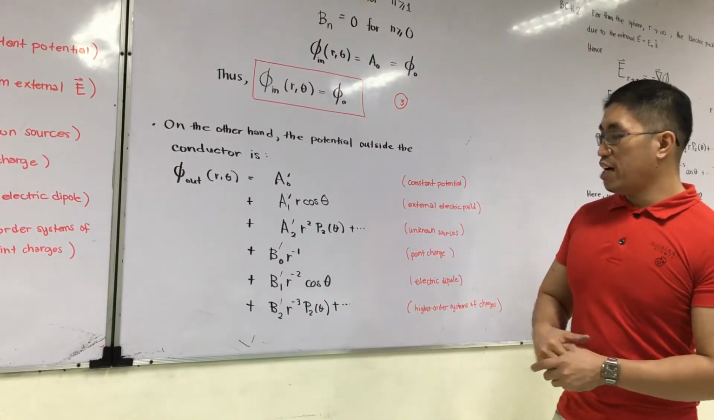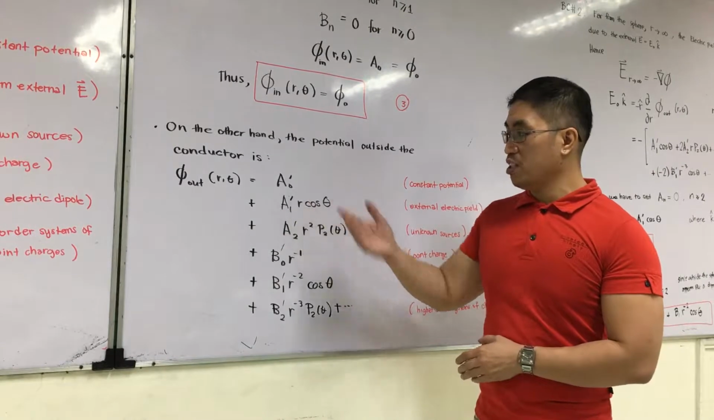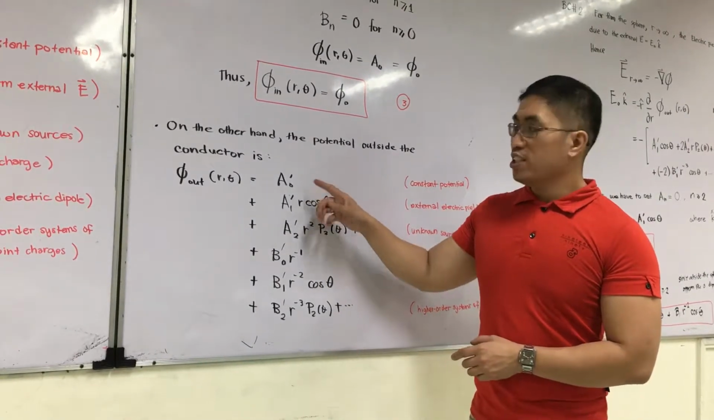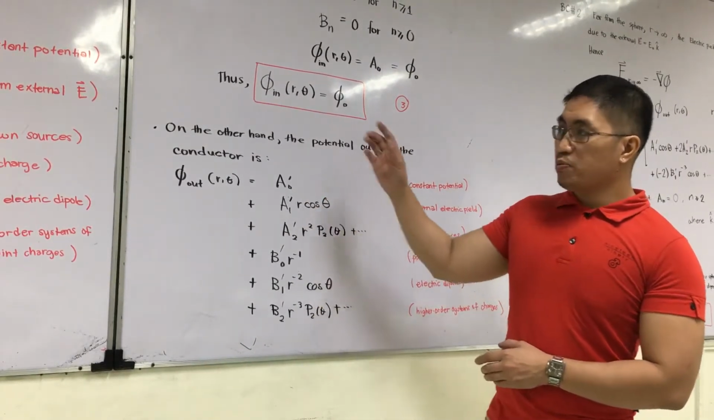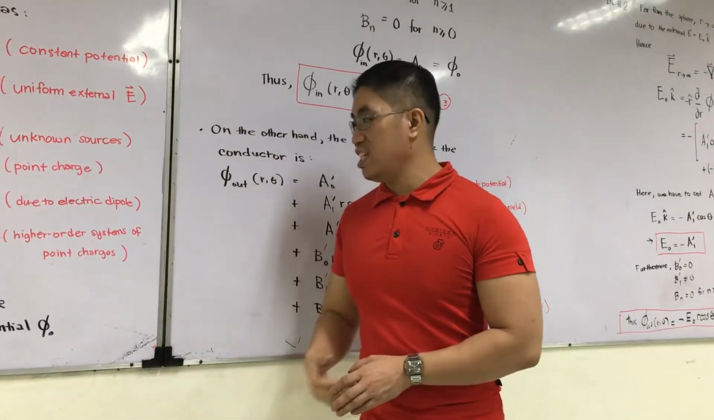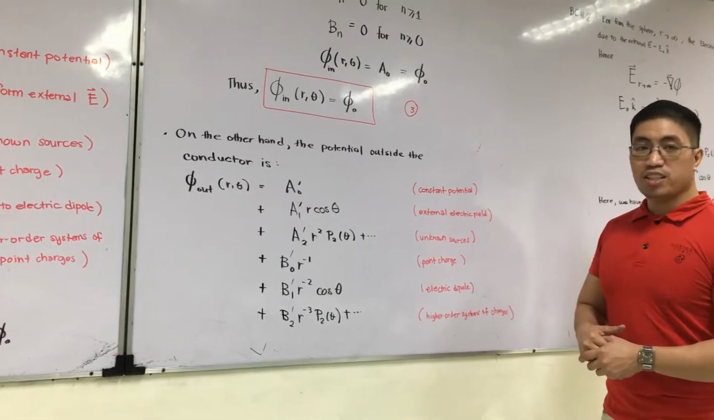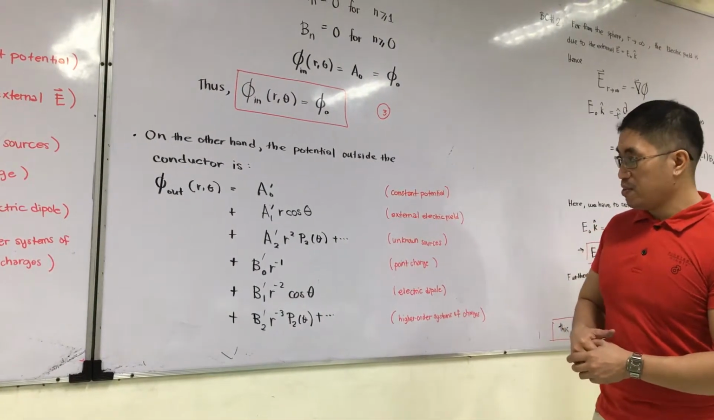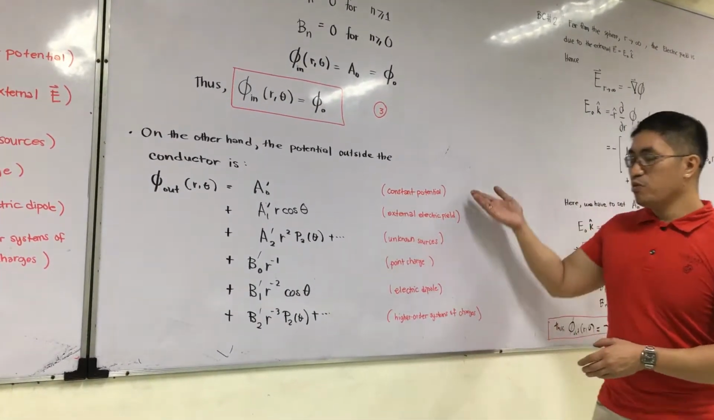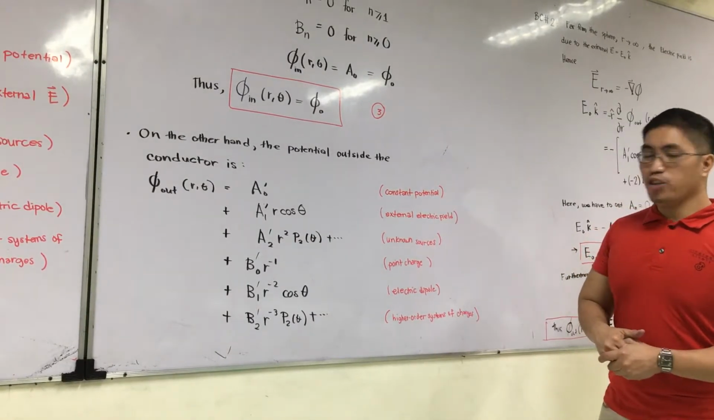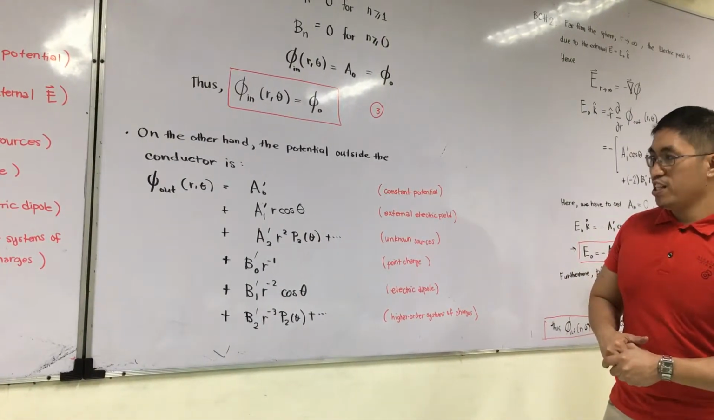But notice that we have categorically distinguished the coefficients having primes, just to identify their differences with the previous coefficients for regions inside the sphere. And again, our task is simply to determine the coefficients A primes and B primes. Again, notice that we have categorically classified each of the terms consisting your potential.